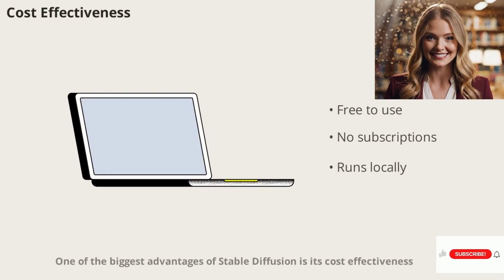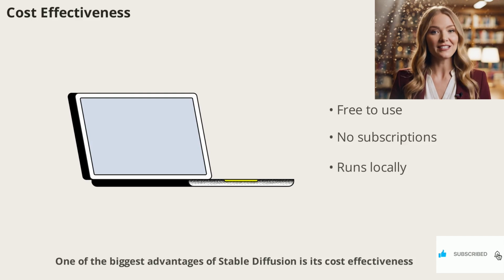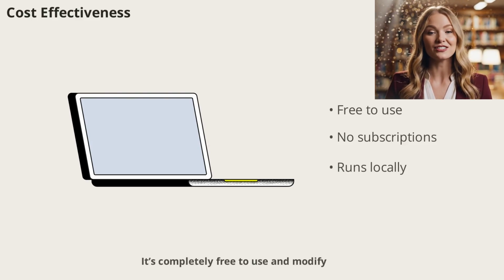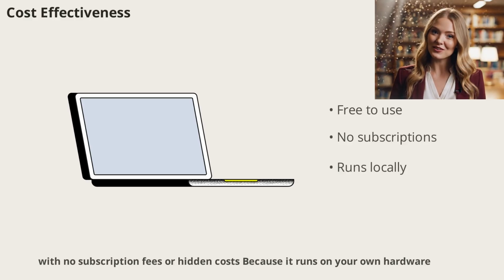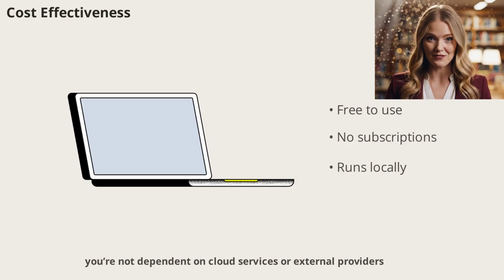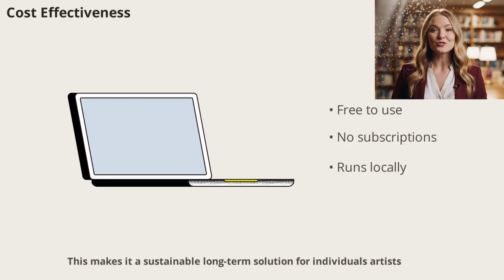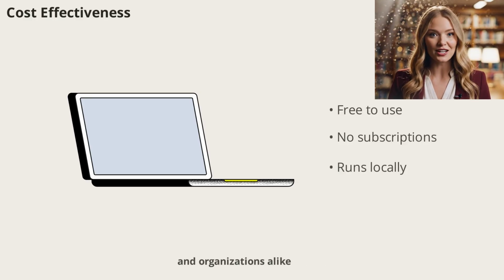One of the biggest advantages of Stable Diffusion is its cost-effectiveness. It's completely free to use and modify, with no subscription fees or hidden costs. Because it runs on your own hardware, you're not dependent on cloud services or external providers. This makes it a sustainable long-term solution for individuals, artists, and organizations alike.